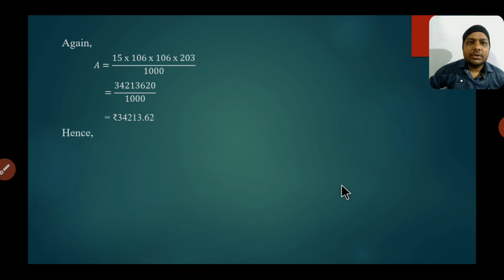Now we can say CI is equal to amount minus principal, that is 34,213.62 minus 30,000. It will be 4,213.62, and that will be the compound interest.